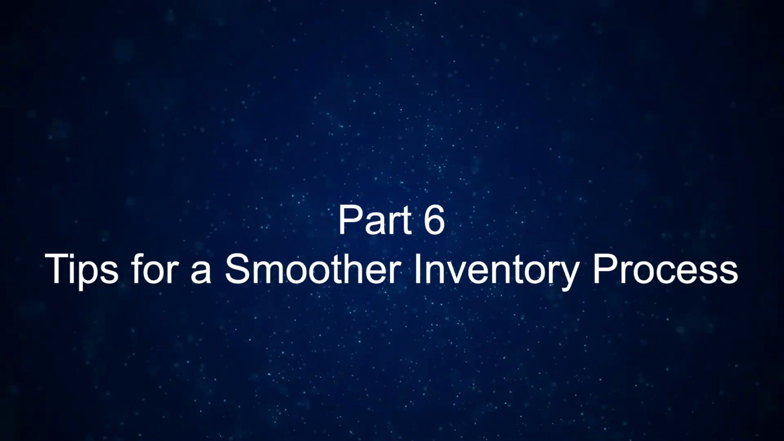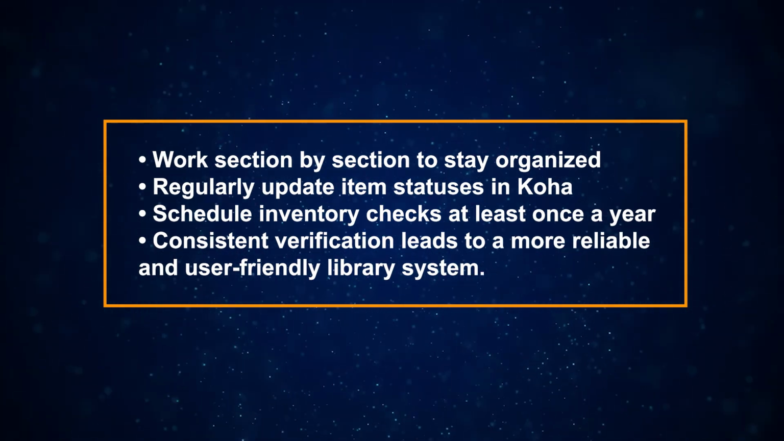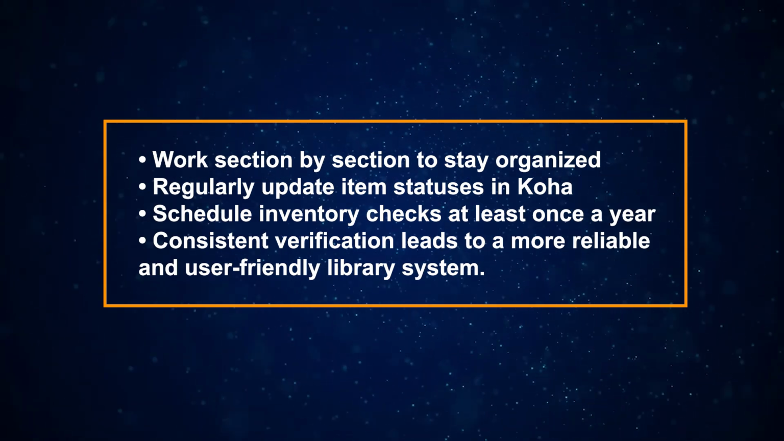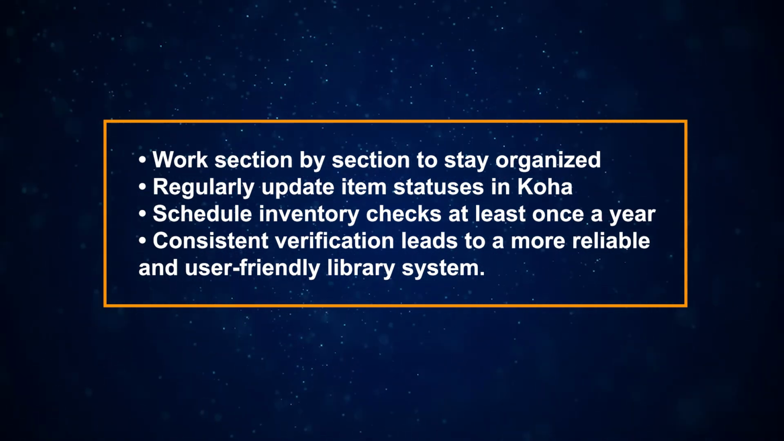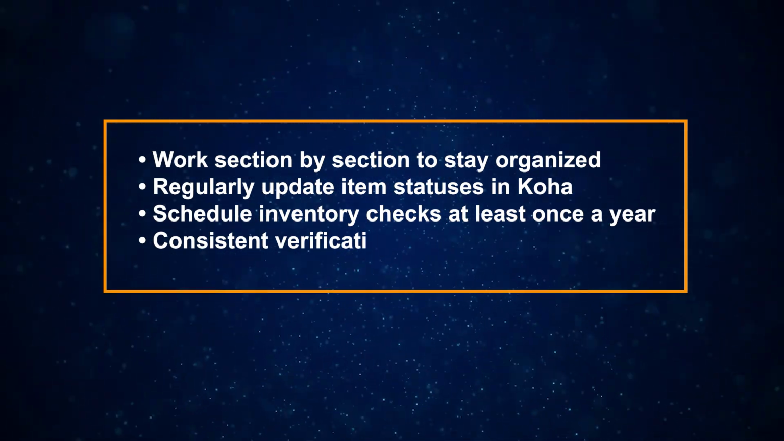Part 6. Tips for a smoother inventory process. Work section by section to stay organized. Regularly update item statuses in Koha. Schedule inventory checks at least once a year. Consistent verification leads to a more reliable and user-friendly library system.